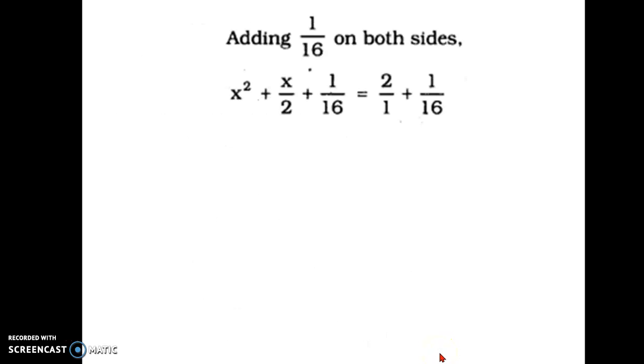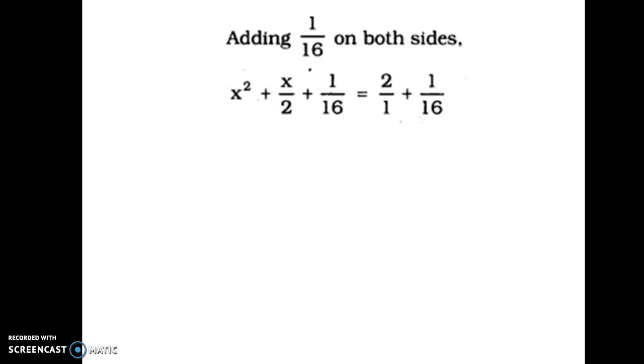Then the next step is adding 1 by 16 on both sides. You have to add it on both sides of equal to. Then what you are having in the LHS, you have to reduce it to the identity, that is a plus b the whole square. Here if you have plus, then in the formula also you have to assume it as plus, a plus b the whole square. If you have minus, then you have to use a minus b the whole square.